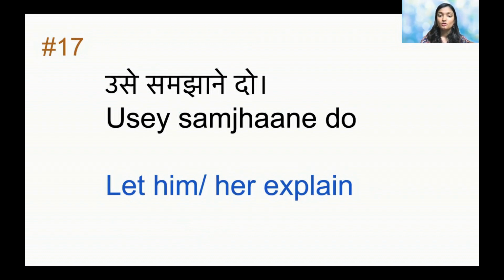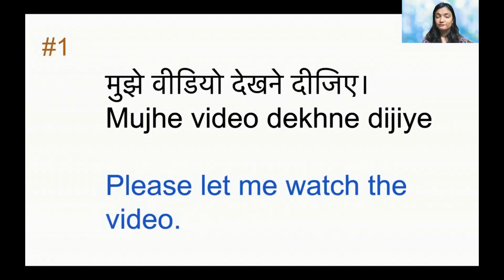Number 17, उसे समझाने दो. उसे समझाने दो means let him or her explain, means let that person explain. But when you say इसे समझाने दो means let this person explain. Don't get confused between इसे, उसे, इन्हें, उन्हें. I know it requires some time to learn the lexicon and be able to retain it. So keep practicing. Now let's look at the formal versions and revise these sentences.